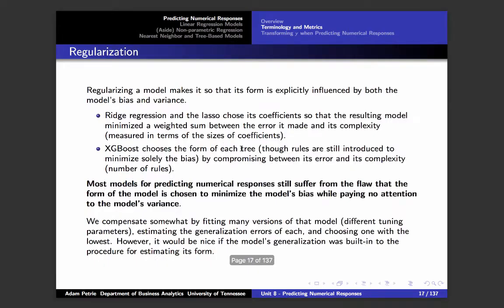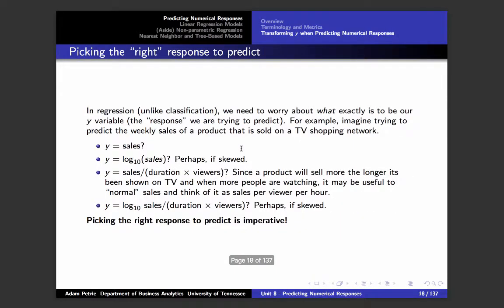Now, there's one additional trade-off that we're going to have to worry about when making a numerical prediction model, and that is figuring out exactly what we should be predicting. In classification, it's easy. It's just, is this person a member of the yes class or are they a member of the no class? But with regression, it's not that easy because it could be the case that we want to have as our response variable, our y variable, the raw data that's been collected, maybe the weekly sales of a product.